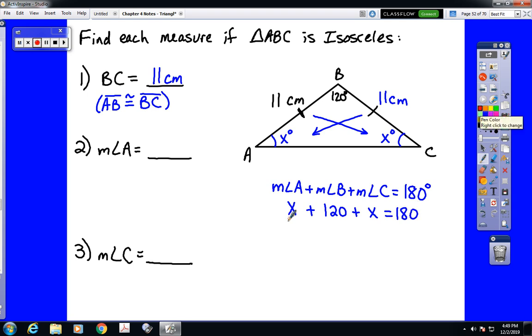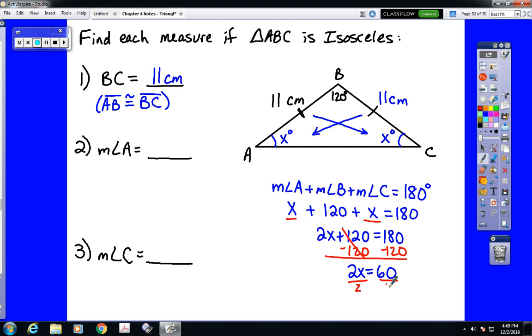This equation is relatively easy to solve. It is not even an algebra 2 equation. 2x plus 120 equals 180. We subtract 120 from each side, which gives us 2x equals 60. And then we divide by 2, which gives us the value of x as being 30. Now keep in mind that x is a variable. The measure of angle A, therefore, is 30 degrees, and the measure of angle C is 30 degrees.